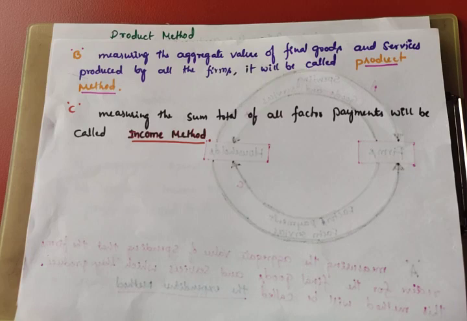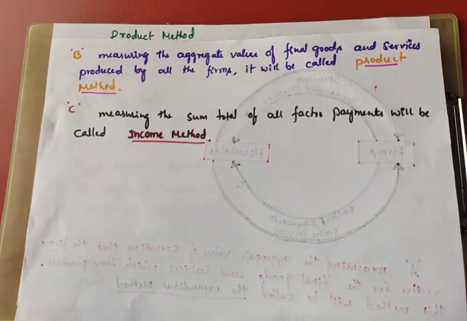Don't forget, in the expenditure method, all the firms during a year within the country, how much money they are expending on goods and services. The product method means the value of production of final goods and services, measuring the aggregate value of final goods and services produced by all the firms in the economy. We calculate it not in numbers but only as the value of final goods and services.